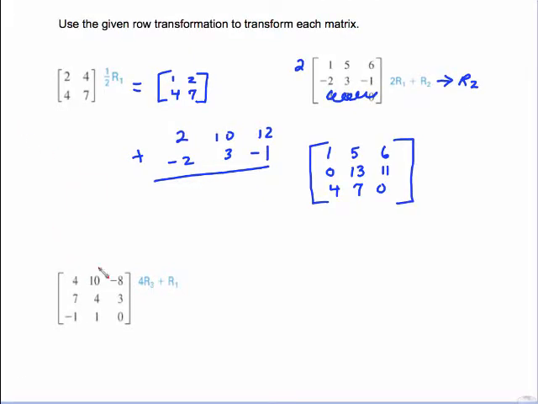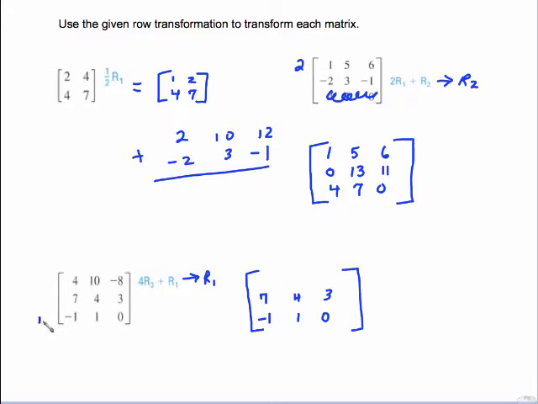This one says 4 times row 3 plus row 1. I'm going to put it in row 1. And because I'm going to put it in row 1, that means I'm going to go ahead and fill in row 2 and row 3 to stay as they are. So row 2 is 7, 4, 3. Row 3 is negative 1, 1, 0. And then I will do this arithmetic.